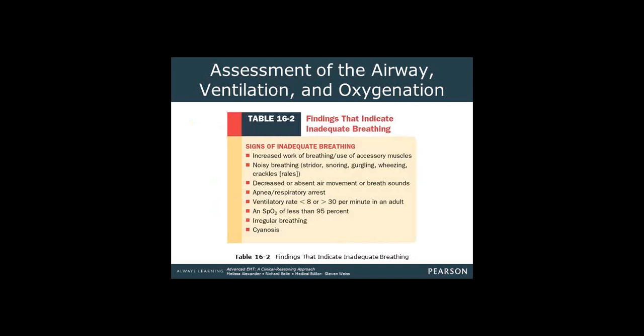So here's a good little table that helps us recall some of the signs of inadequate breathing. Increased work of breathing or the use of accessory muscles. So they look like they're working to breathe. Most of us, as we're sitting here watching this lecture, are probably doing this basically effortlessly. But those people that have to work, they get the muscles up in their neck, across their chest, even sometimes into their abdomen, going to improve their ability to ventilate.